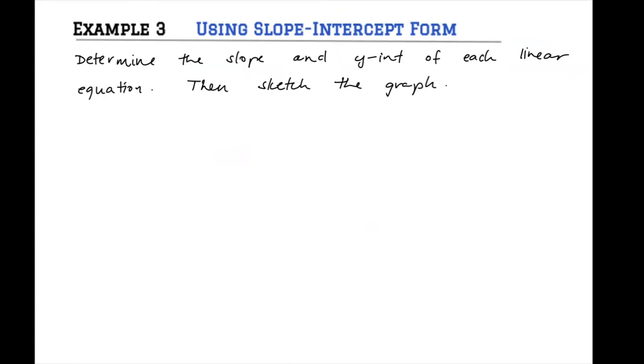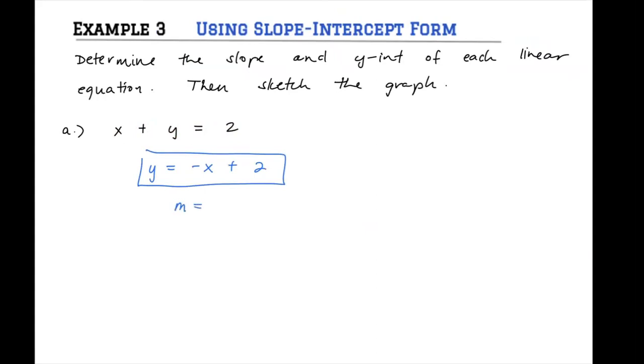Okay, so for part A, x plus y is equal to 2. So the easiest way to graph these is in slope-intercept form. So what I'm going to do is rewrite this in y equals mx plus b form. So to get y by itself, I'm just going to subtract x from both sides. So if I do that, I'm going to get y is equal to negative x plus 2, which means that the m is negative 1 and the b, the y-intercept, is 2.